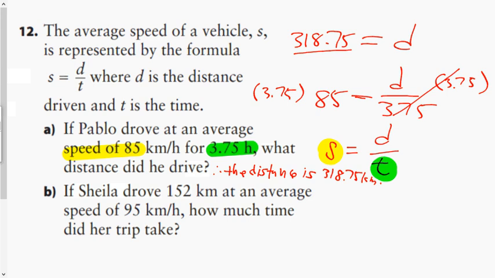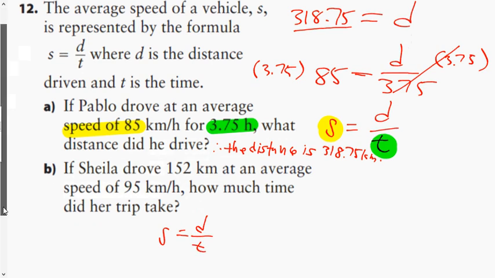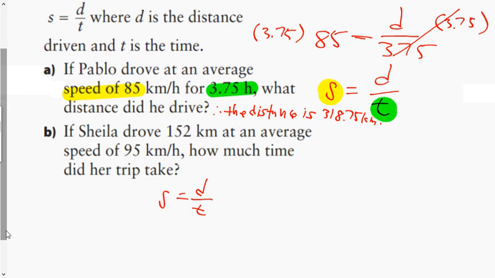In the second question, we're going to do the same thing we did in the first. We're going to start with our formula. And we're going to read the question. If Sheila drove 152 kilometers, so that's going to be what variable? What is the variable for 152 kilometers? Is that our S or D or a T? It is D. So I'm going to substitute that for my distance. And the speed is 95. So that's going to be my speed over here of 95. And I do not know how much time. So I do not know my variable t.